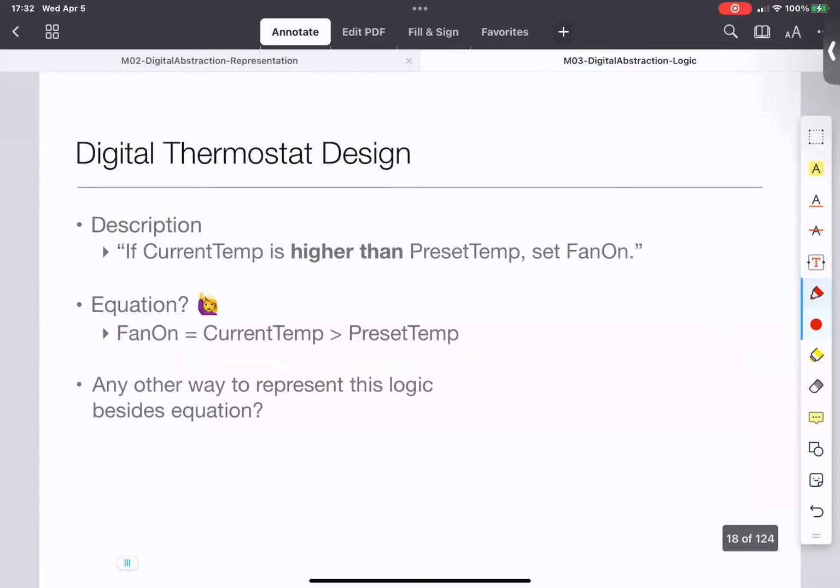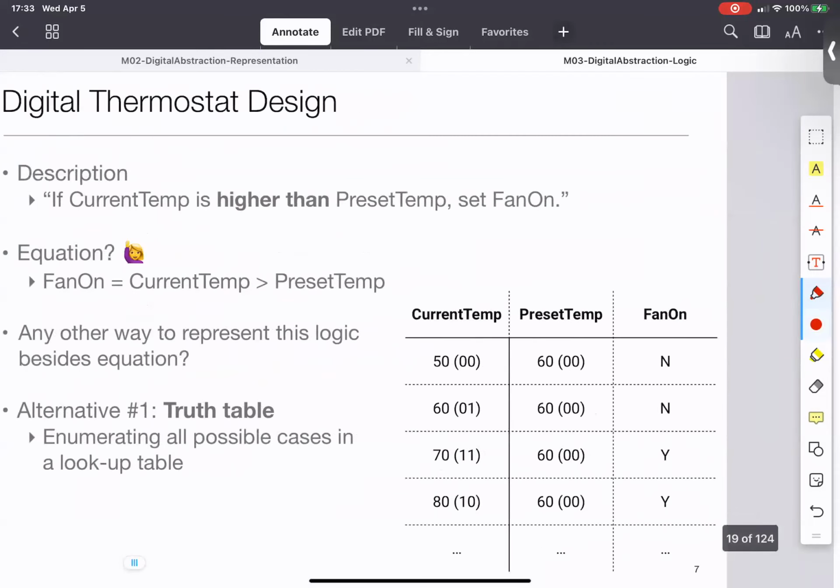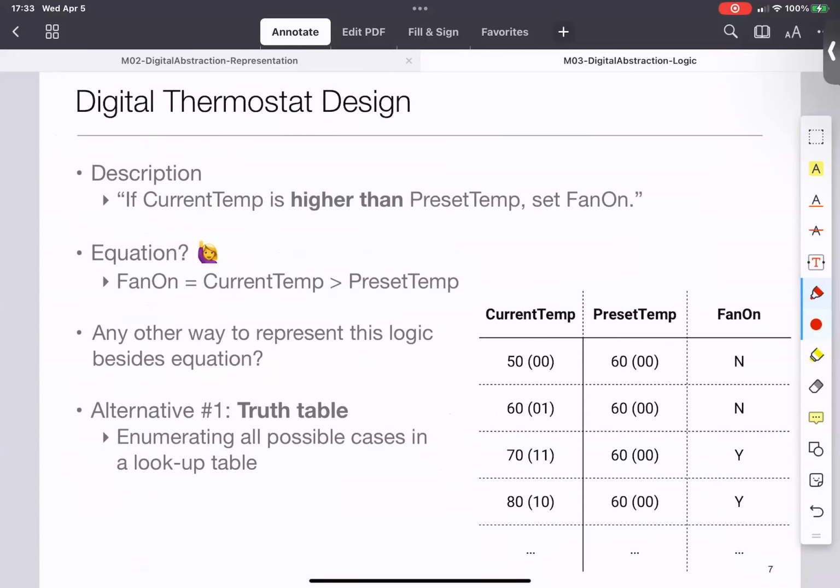We can represent the operation of the system in many different ways. There are many different ways you can think about it. Here we did it as an equation, kind of inspired by what programming languages do. But there are other ways of doing it. I can express it as a table. I can just list all possibilities of inputs.